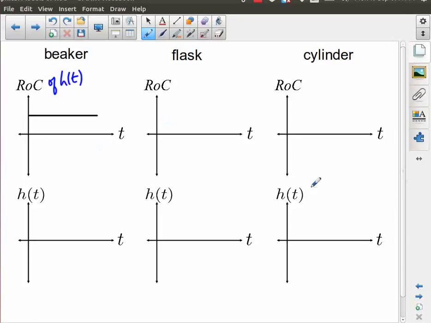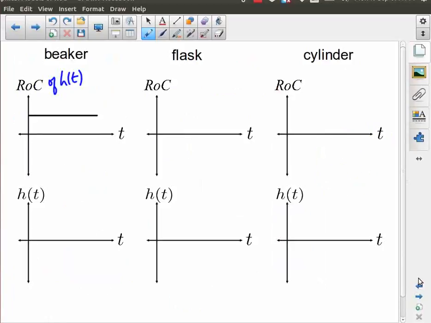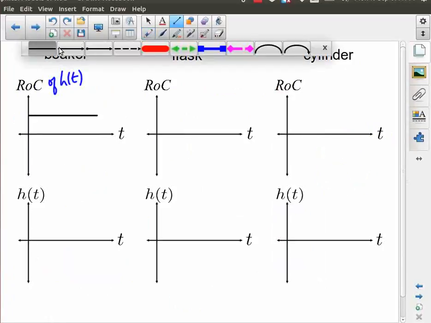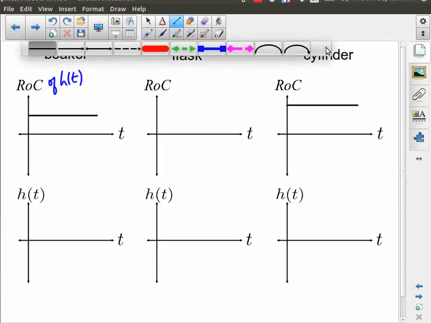Now, what did we say about the flask, which is the one here in the middle? The flask, the rate of change is increasing. Actually, you know what? Let's skip over to the cylinder. What can we say about the rate of change of the cylinder? It was also constant, but it's going to be more than the beaker. And then finally, the rate of change of the flask, it was increasing.